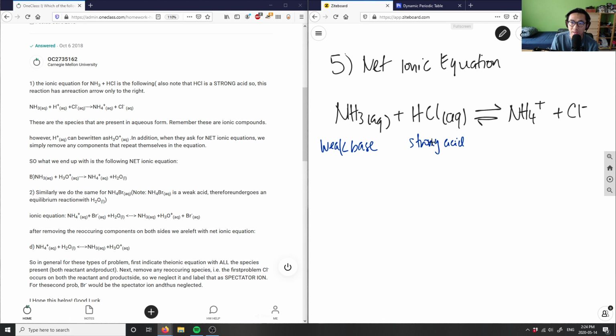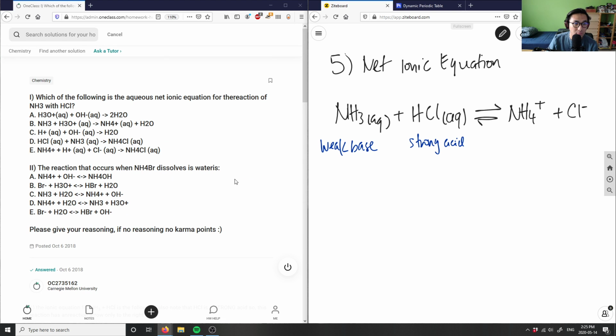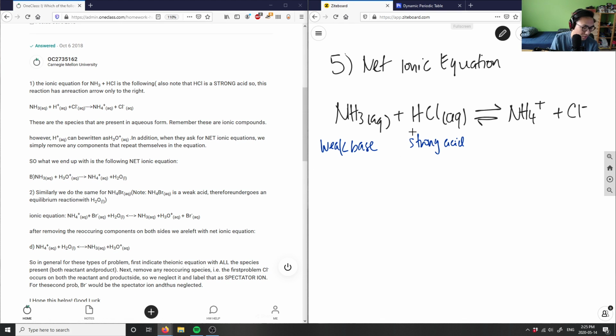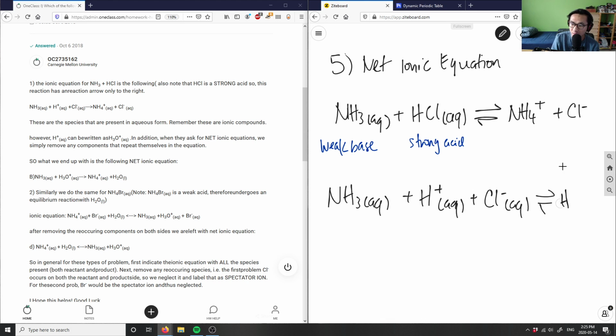So again, NH3 and HCl, and I have ammonium and my chloride ion here. This is number one, right? So you can rewrite this. What they did was they dissociated the HCl, because this dissociates fully. So H plus (aq) plus Cl minus (aq), and this reacts with NH3 to form NH4 plus, Cl minus, and I can also add water here.